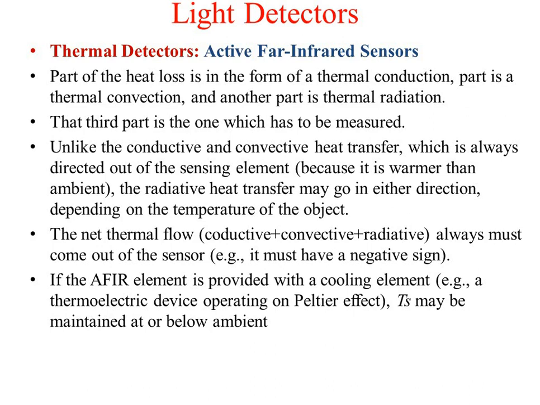So unlike the conductive and convective heat transfer, which is always directed out from the sensing element, the radiative heat may be in either direction. That means it may go out or it may be absorbed inside the sensor or object itself. So the net thermal flow is conductive plus convective plus radiative, and it must always come out of the sensor. So it must have a negative sign.